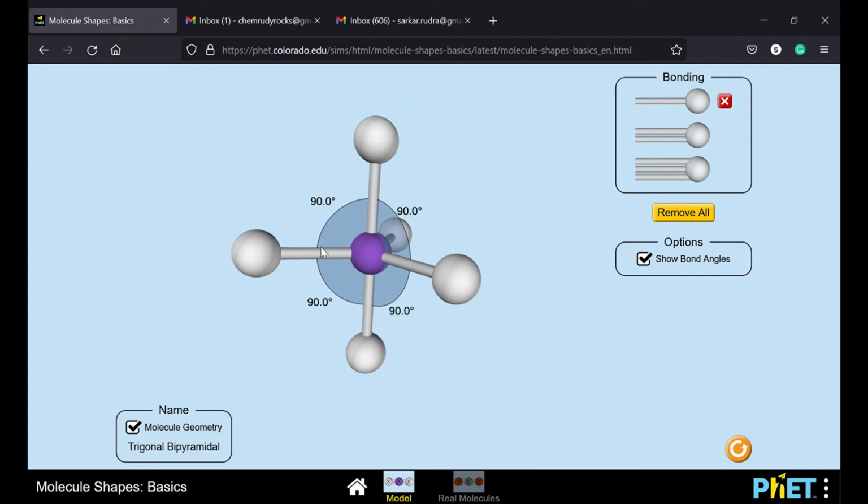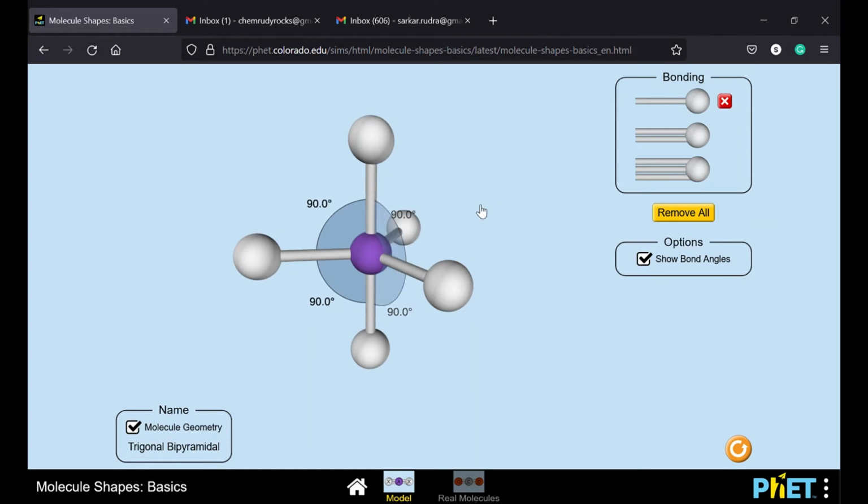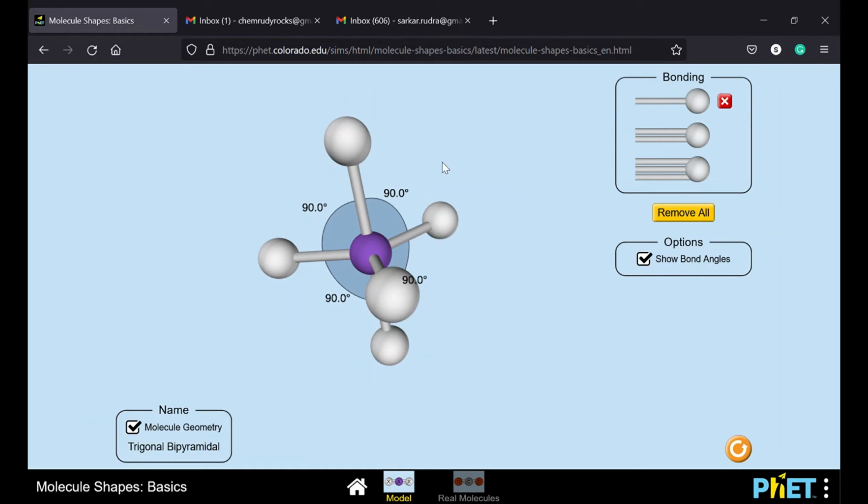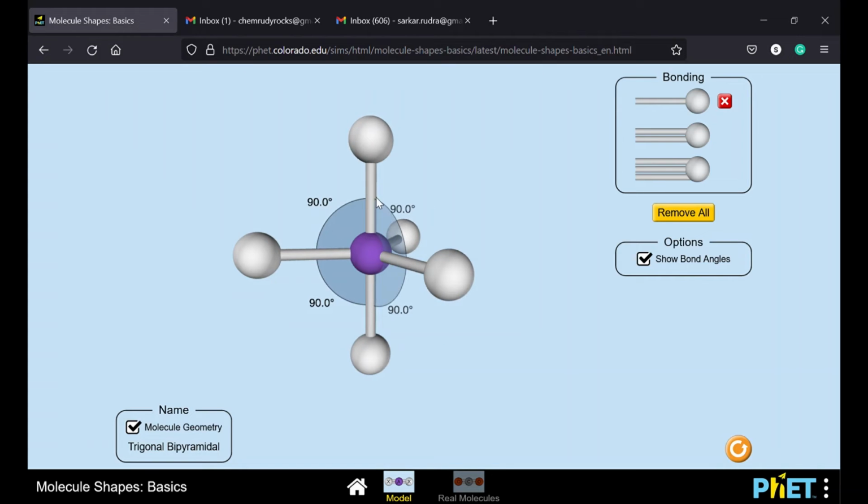That one, and that one. So on the top there are three 90-degree angles. Similarly, below there will be another set of three 90-degree angles made by this axial bond. So this one axial bond is making three 90-degree angles with the three atoms on the plane of the triangle, and below also a similar thing can be thought of. So there are six 90-degree angles for this arrangement.